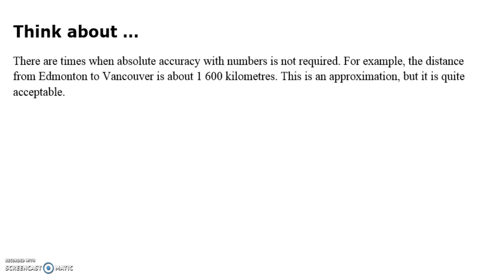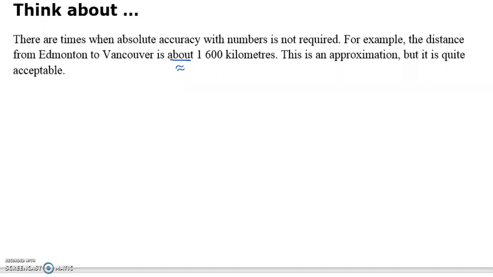So there's lots of times where we don't need to be absolutely accurate. If we look at going from Edmonton to Vancouver, it's about 1,600 kilometers. I don't know exactly how much it is. I could look on Google, but it's acceptable for me to say that. So it's approximately, and whenever we use the word like about, that's how we know. And a fancy symbol for approximately is this little guy. It's like an equal sign, but a bit wavy. So we're not quite sure.